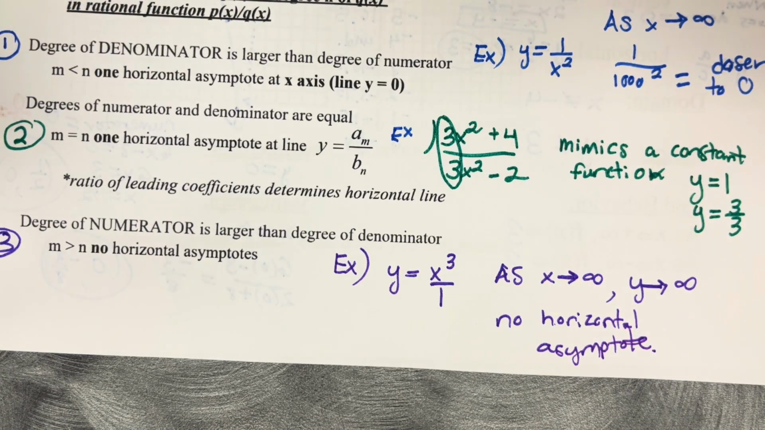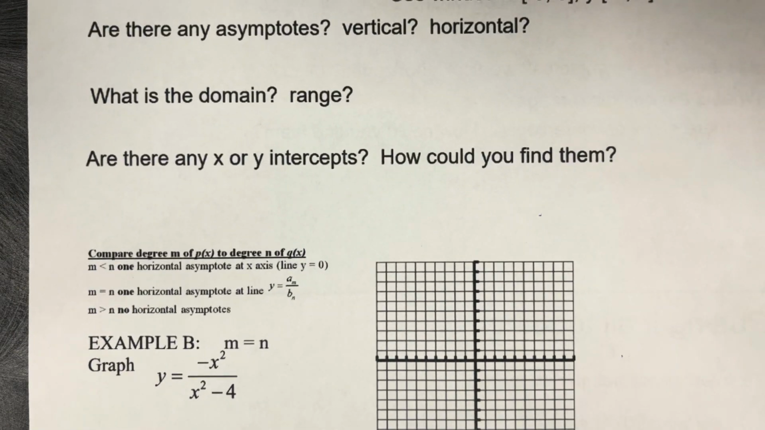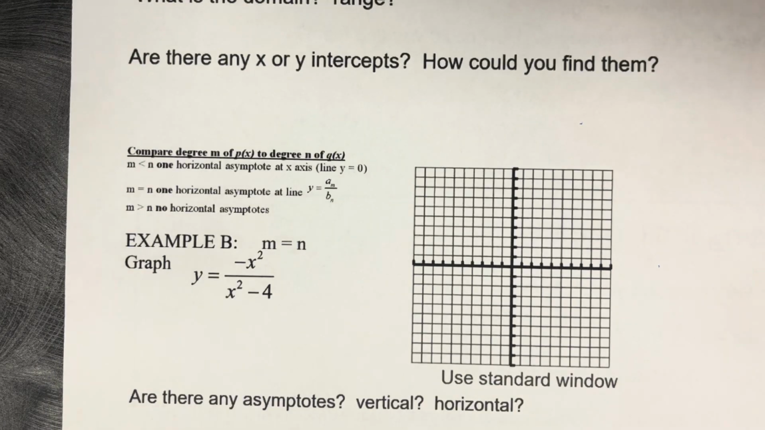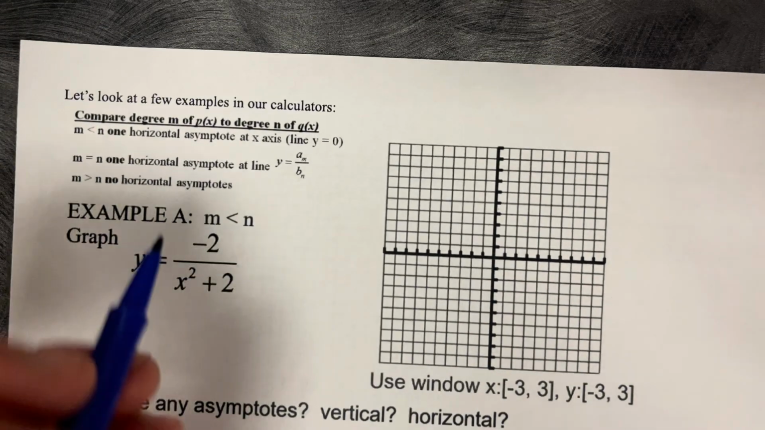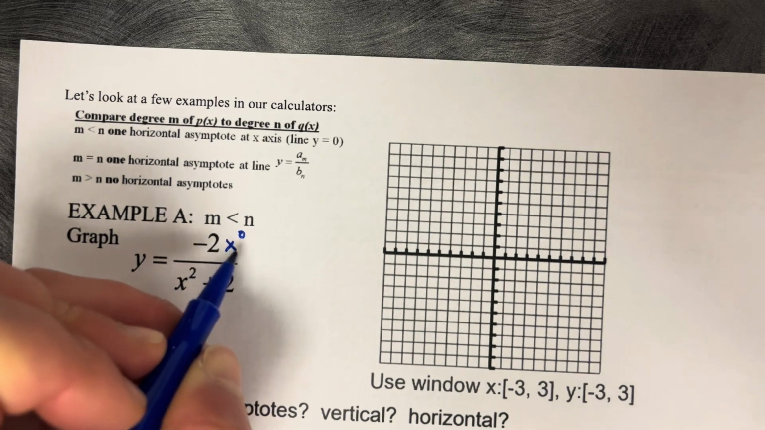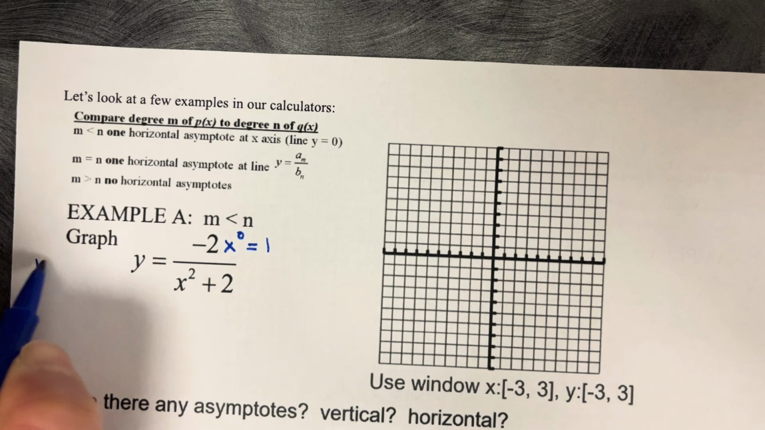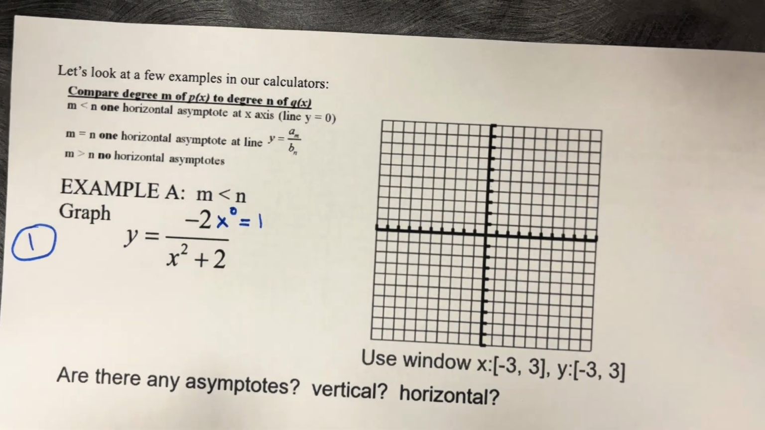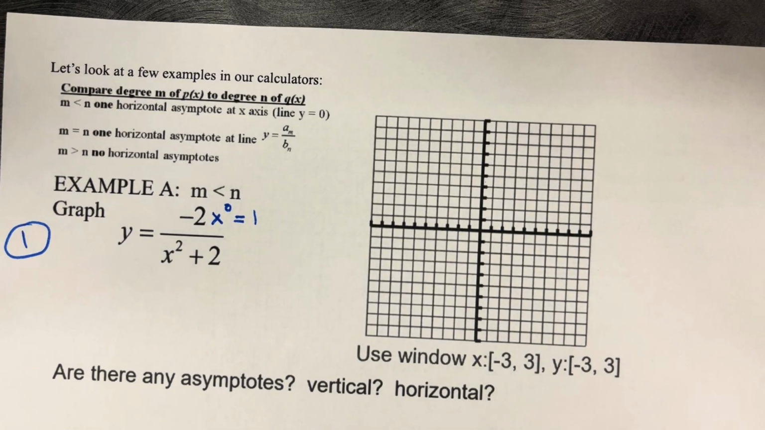Okay, so now that we have all the basic rules, let's do some examples. First one we're going to see is when the degree of the denominator is larger than the numerator. So here we have degree of 0 on top, x to the 0 is 1, right? On the bottom we have degree of 2, so this is example 1, or type 1, and we're going to use our calculator to graph this one and see if there are any asymptotes.